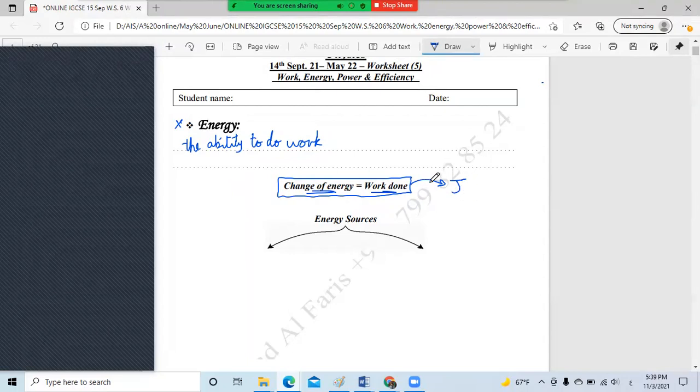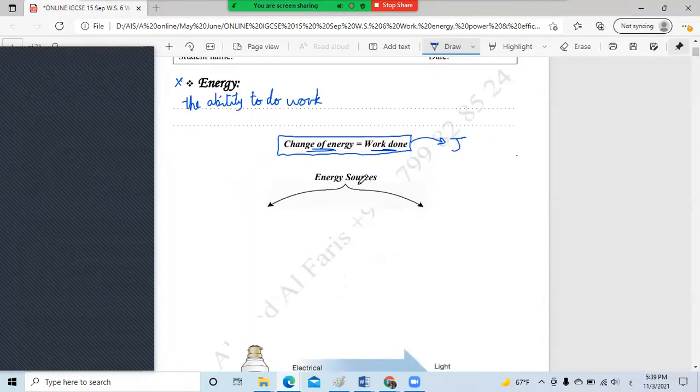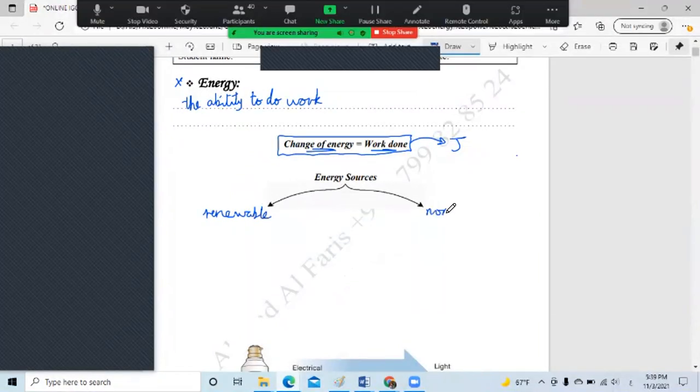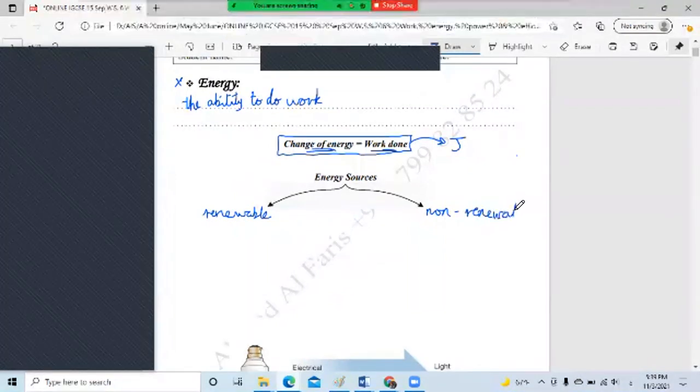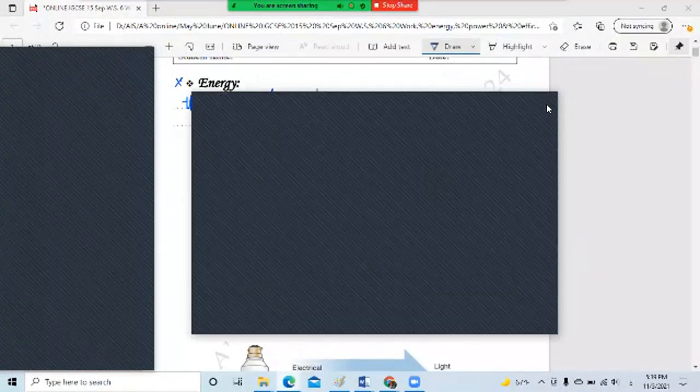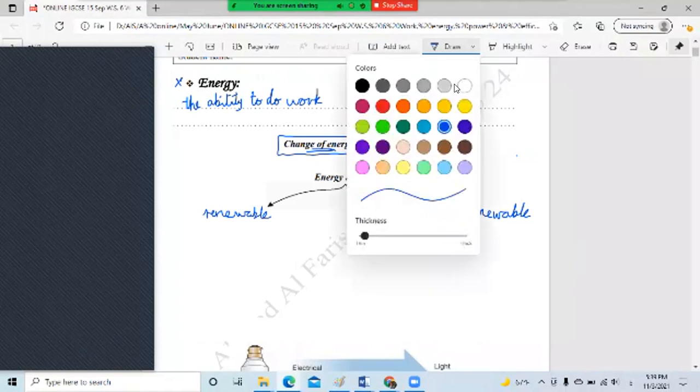Yes. Now, first of all, we have to know from last time that we have several energy resources. The sources of energy can be renewable and non-renewable. These are the energy resources. So who can give me examples now?